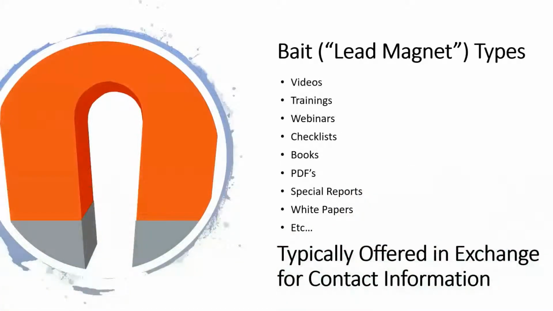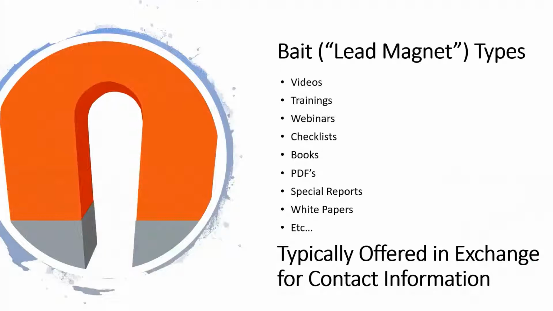So when it comes to the bait, how do we bring them into our digital environment? That's called a lead magnet in marketing lingo. And there's different types of lead magnets. There's videos, there's trainings, there's webinars, checklists, books, PDFs, special reports, white papers, and there's a number of different things that you can use as a lead magnet. And typically that's offered in exchange for the prospect's contact information.